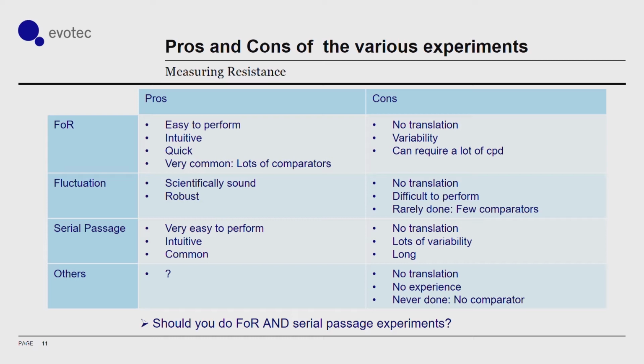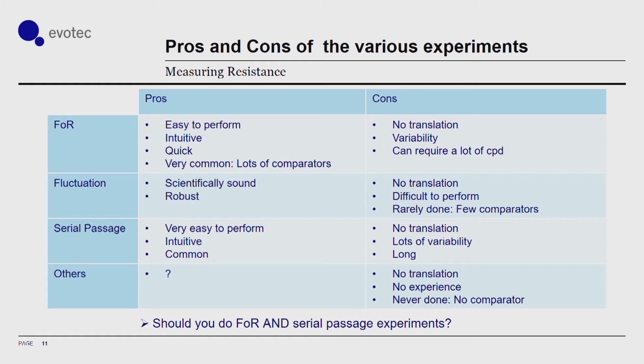The fluctuation test is the Luria-Delbrück test. It's scientifically sound, it's robust, but it's very difficult to perform and rarely done, so you have few comparators. The serial passage is very easy to perform, it's intuitive, and it's very common too. Lots of variability, and it's longer, of course, because you can passage up to a month, so if you want a quick answer, that's not the right test.